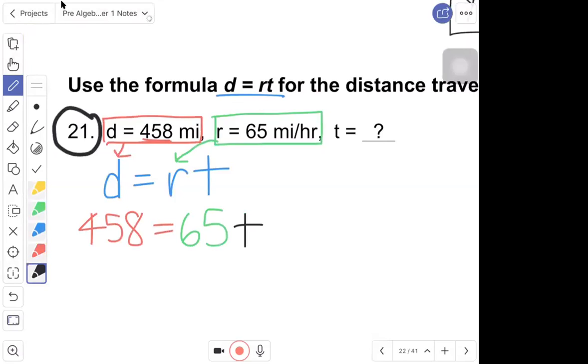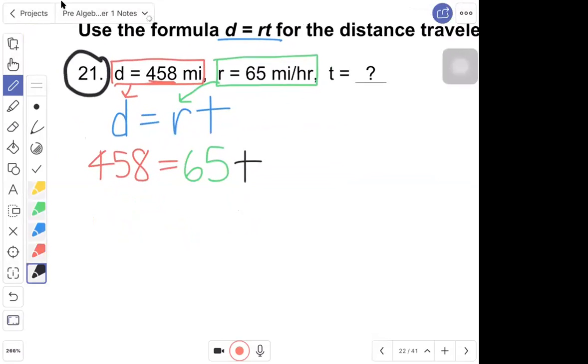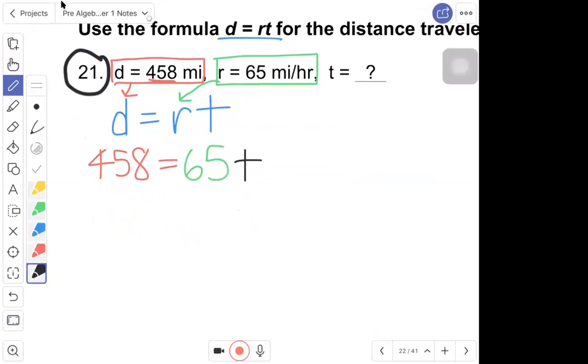So you can flip the equation, that way your variable is on the left-hand side. You don't have to. I'm going to, just to be consistent. So I'm going to write 65T equals 458. Just rewriting it the other way. And now to get T alone, Nakai, could you tell us what our last step would be here to get T alone? Divide the 65 by 458.